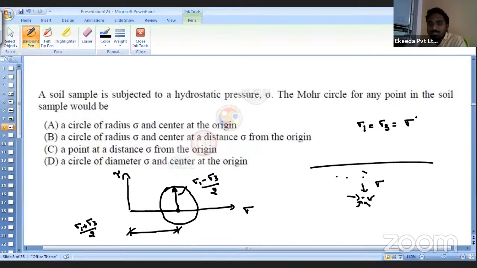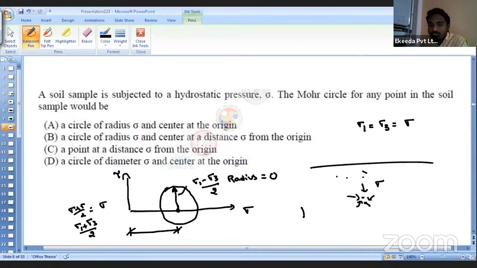Then if you substitute this equation, sigma 1 and sigma 3 are the same, then what will be the radius? Radius is coming as equal to 0. Then what about your center? Sigma 1 plus sigma 3 by 2. That means sigma plus sigma by 2. That means nothing but a sigma.